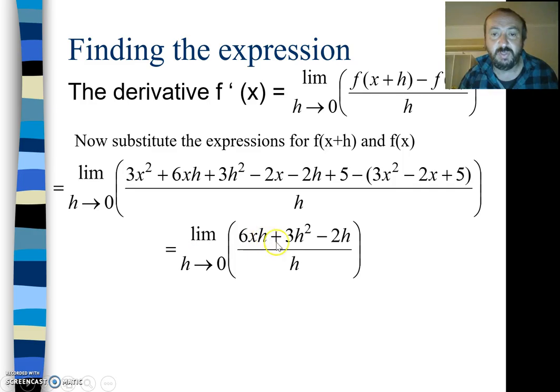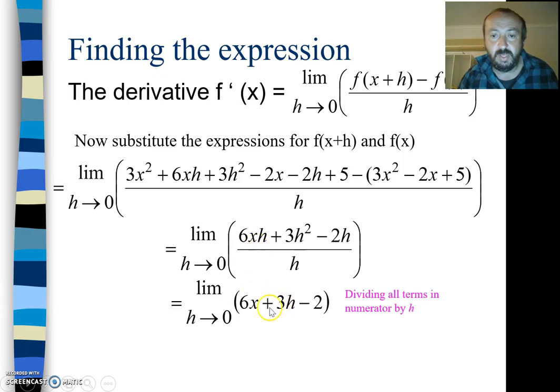And you know this is good because, look, we've got some common factors of h. So we're going to get that to simplify even more. Okay, that common factor of h, we're just cancelling one of them. So the limit as h tends towards 0 of this is 6x, and 3h is going to go to 0. It's just going to come down to 6x minus 2. So the derivative of f of x equals 3x squared minus 2x plus 5 is 6x minus 2.